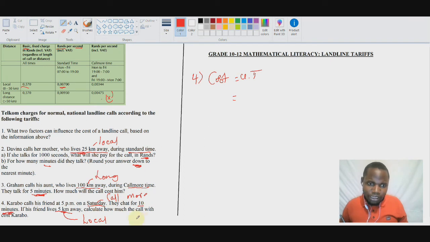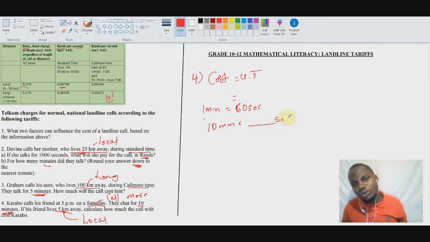You have to convert the minutes, because the tariff there is in rand per second. If your tariff was in rands per minute, there would not be any need to convert. So now you have to convert that. 1 minute is equal to how many seconds? 60 seconds. This one you know. And then what you want to convert, you write it here. You want to convert 10 minutes into seconds. What you want to convert to is always your numerator. Where you are from is in your denominator. That's what I write first.